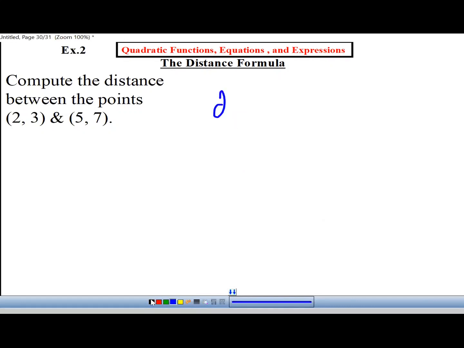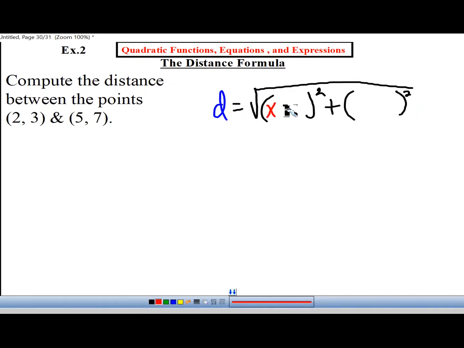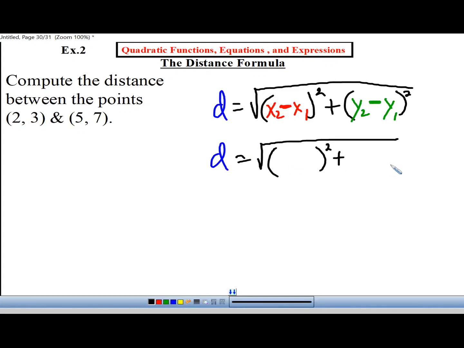D equals square root, parentheses squared, plus parentheses squared. Inside the first parentheses, we have x sub 2 minus x sub 1. The second parentheses is y sub 2 minus y sub 1. I'm going to rewrite it again. Here we go. D equals square root, parentheses squared, plus parentheses squared.